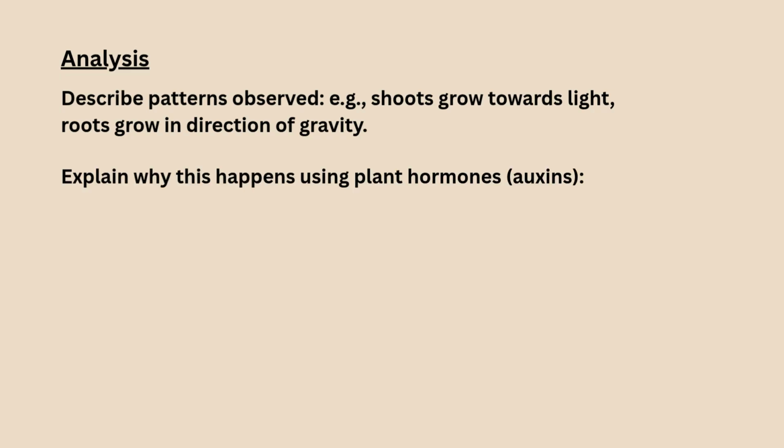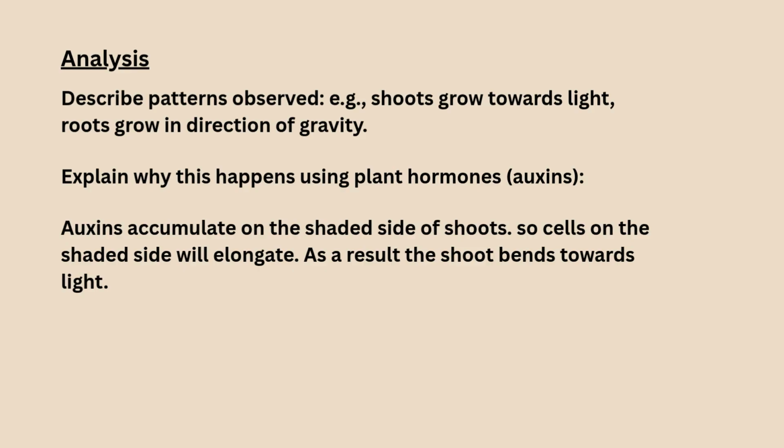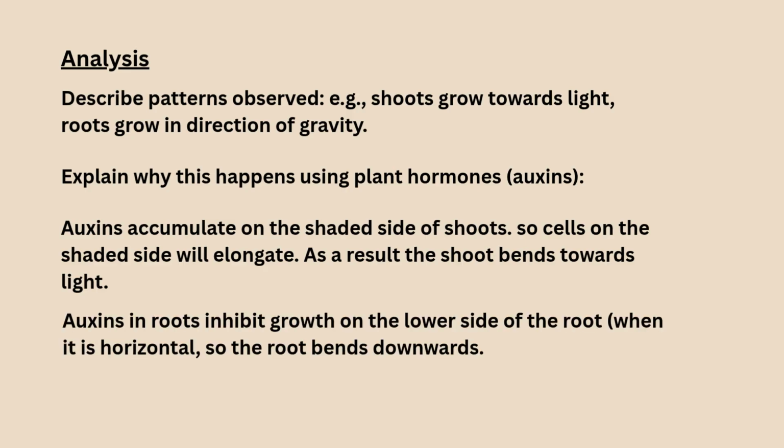Explain why this happens using plant hormones such as auxin. So the auxins accumulate on the shaded side of the shoots. So the cells on the shaded side will elongate, and as a result, the shoot bends towards the light. Auxins in the root inhibit growth on the lower side of the root, so when it's horizontal, the upper side will continue to grow, and so the root will bend downwards.